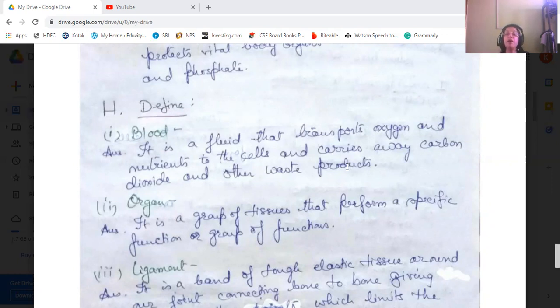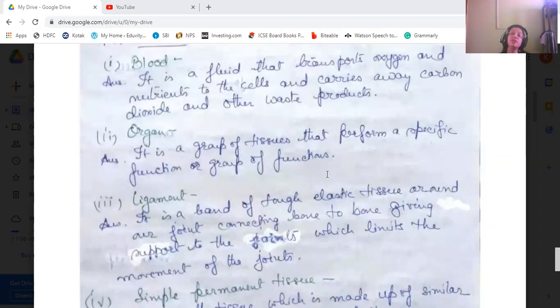Then ligament. A ligament is a connective tissue, a band of tough, elastic, fibrous connective tissue around our joints, connecting bone to bone. That's why it's known as connective tissue. It gives support to the joints and limits their movement, so that the joints can move only to a certain extent. That limitation is given by the ligament.